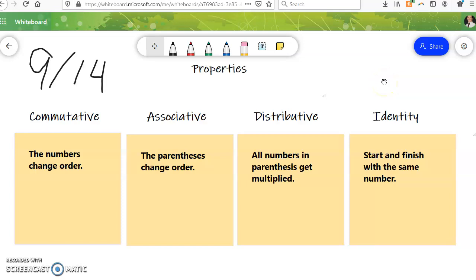All right, hello everybody, and welcome to your second round of notes. Today is Monday the 14th, and I'm going to start off by talking about properties.